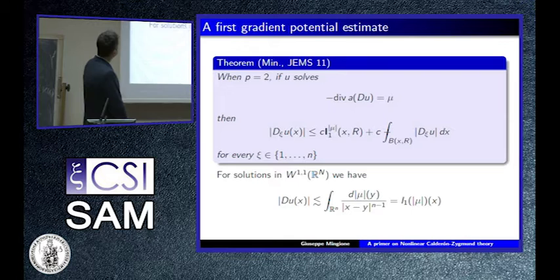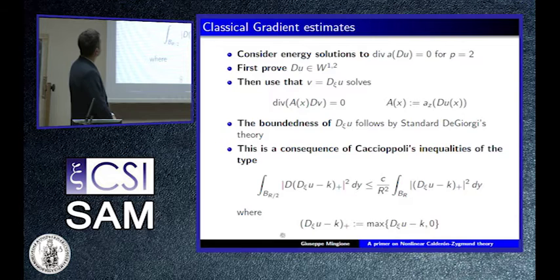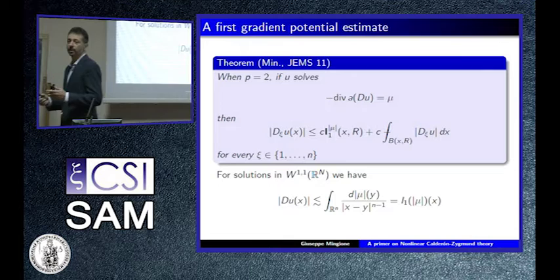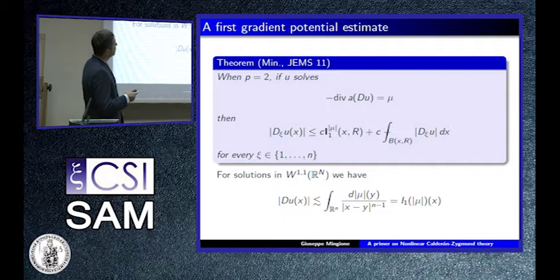And this, of course, implies this formula. So this is a gradient bound. In particular, when mu is equal to 0, this is the usual L infinity L1 bound for solutions of harmonic functions or of the Poisson equation. Okay, how do you prove the estimate when mu is equal to 0?